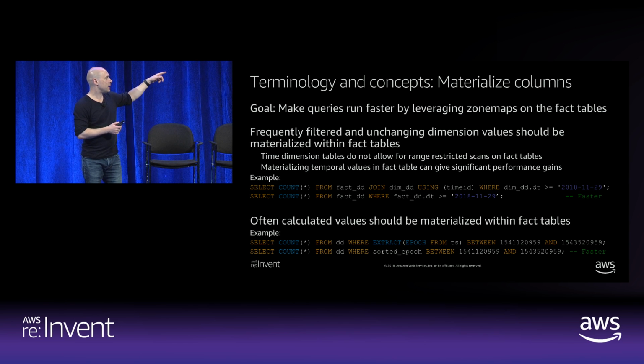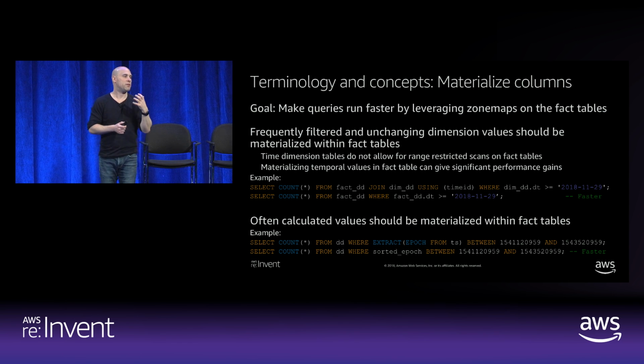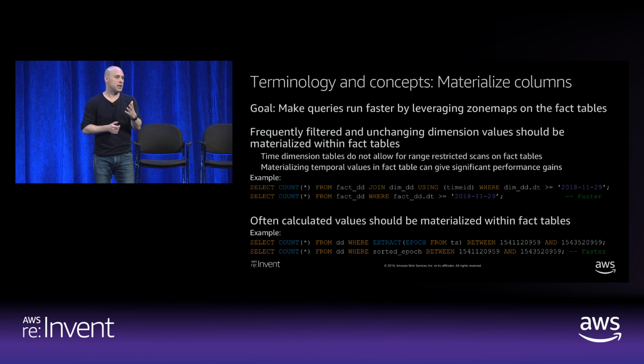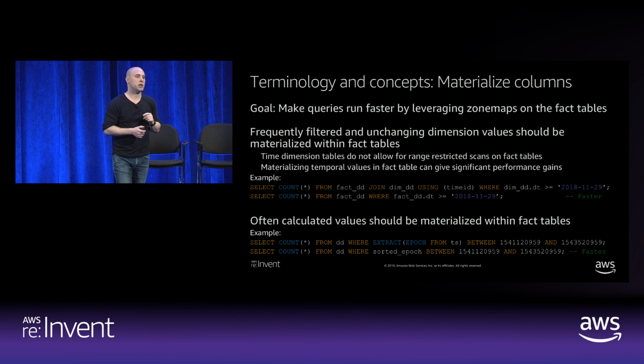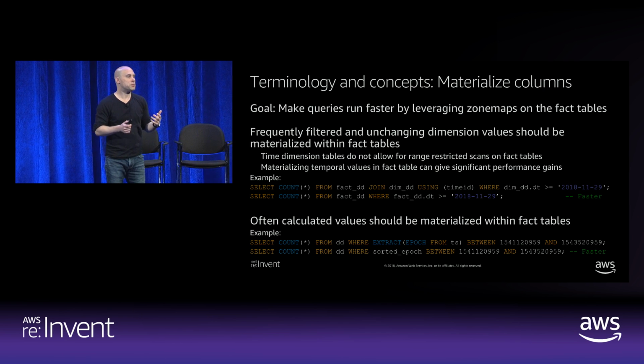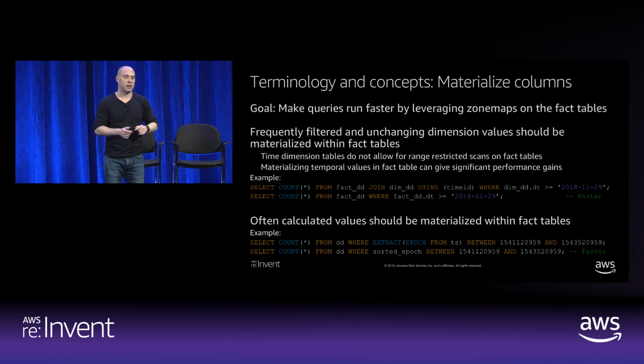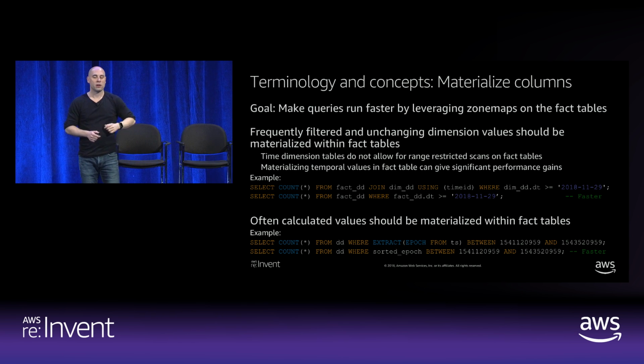This second example, where I've materialized and taken the values from that dimension table and written them out into my fact table, will allow Redshift to use the zone maps and reduce I/O on the fact table. This will run significantly faster if you do that.